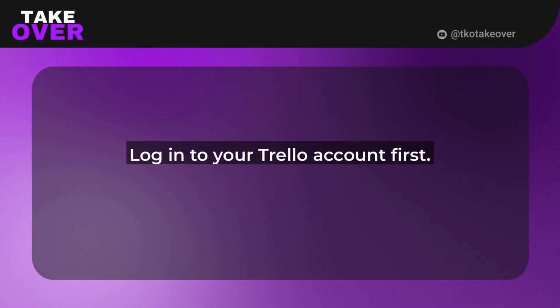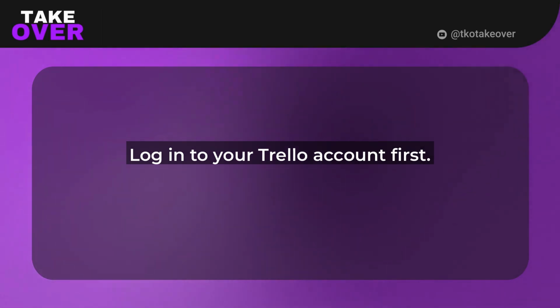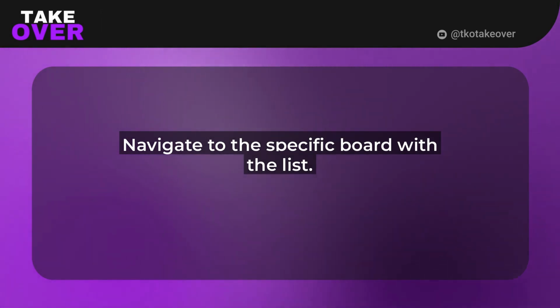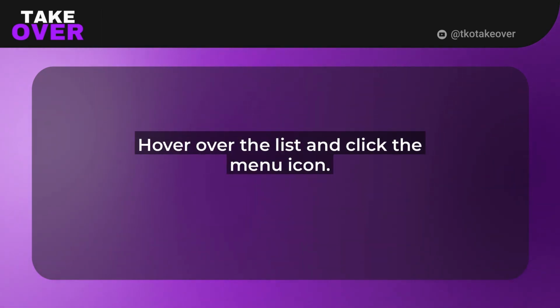First things first, make sure you're logged into your Trello account. If you don't have one, head over to Trello.com and sign up. It's free and easy. Once you're in, navigate to the board where the list you want to delete is located. You can do this by clicking on the board from your dashboard or using the search bar if you have a lot of boards. Now, let's get to the action.